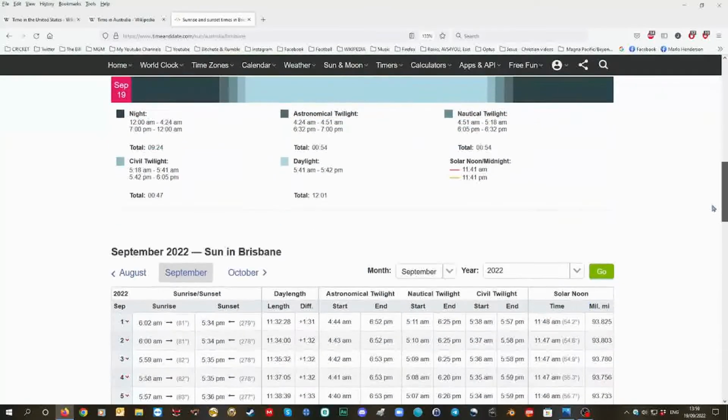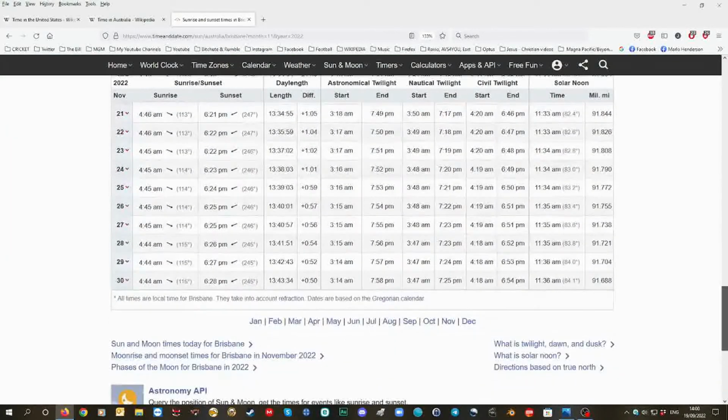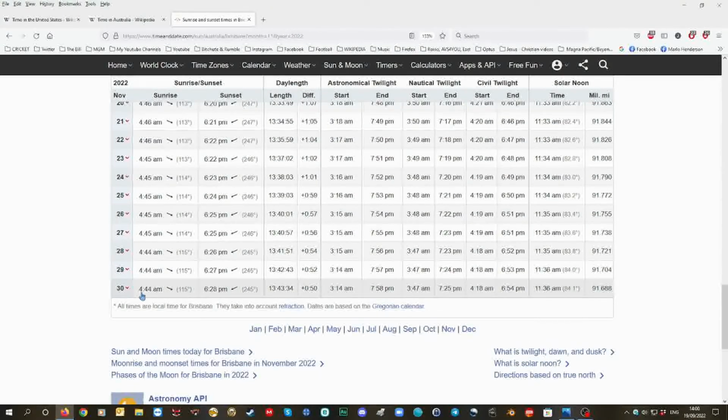Okay, Brisbane in November. They don't have daylight saving in Queensland, right? 4:44 AM, right? So if it was daylight saving in Queensland, it would be a 5:44 AM sunrise instead of 4:44. It makes sense for all over Australia, daylight saving in the spring and summer, right? It's much better, and then the sunset, 6:28 standard time at the end of November, that would be 7:28 daylight saving.